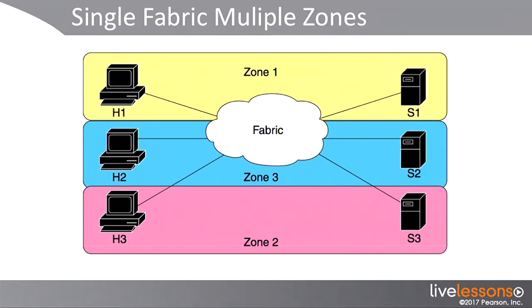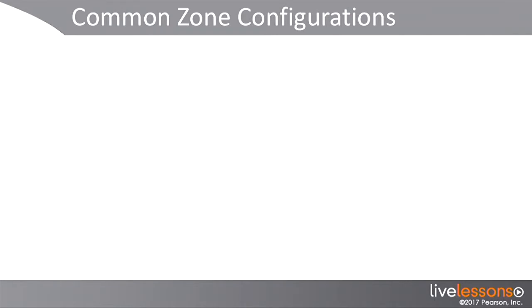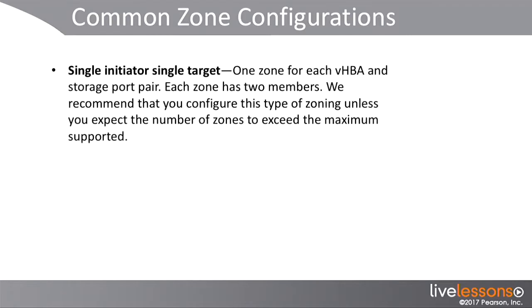So we can take a single fabric and we can divide it up into different zones where hosts, initiators, and storage devices, targets, can basically act as ships in the night on the fabric. There are two common zone configurations that you'll run into in storage area networks. The first one is single initiator and single target, where we have a single host or a single connection for that host on the storage area network associated with a single storage device or a single target.